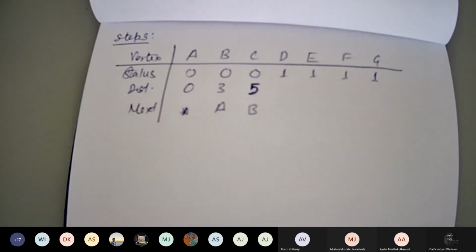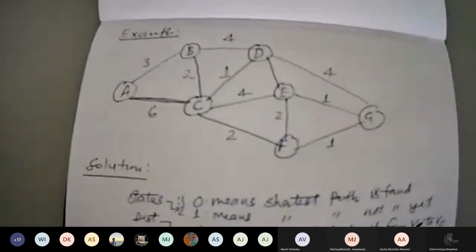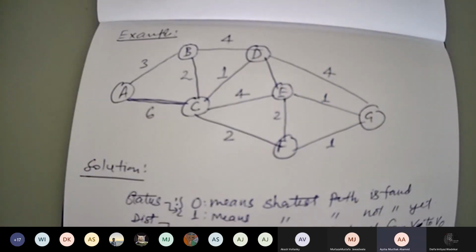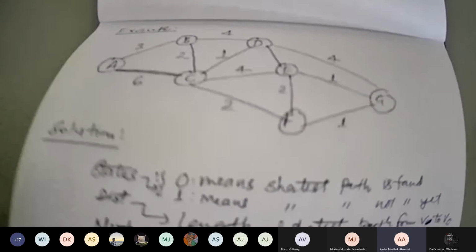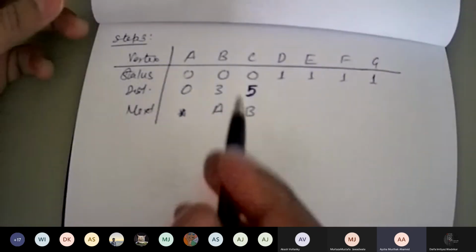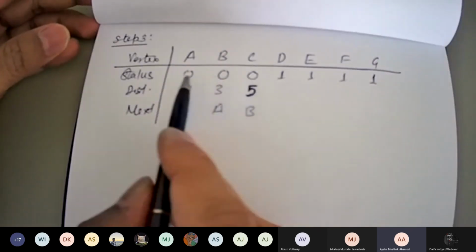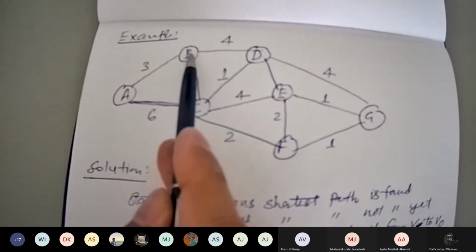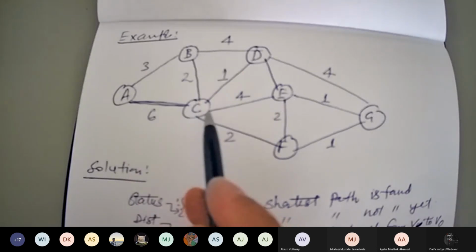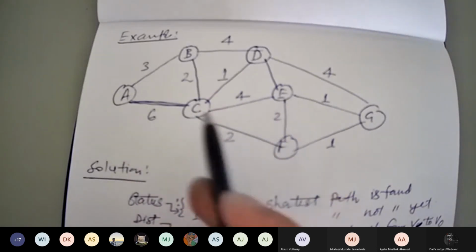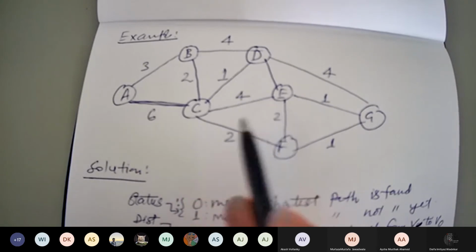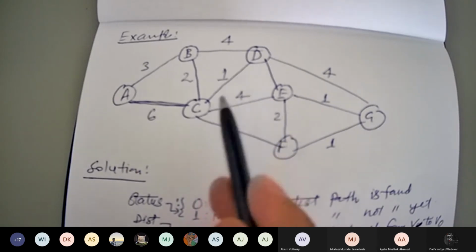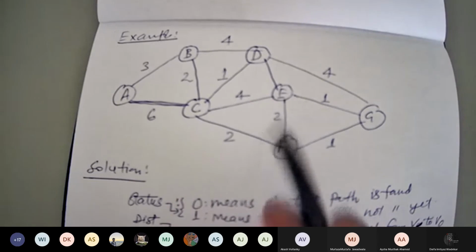Now from C, how many nodes are you going to? 3. B, A, D, E, F. But A, B and C are already 0, so you will not consider A, B and C. So how many are left? D, E and F, because for D, E and F the status is still 1.